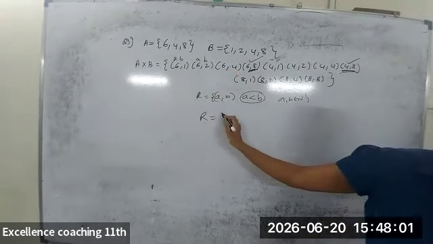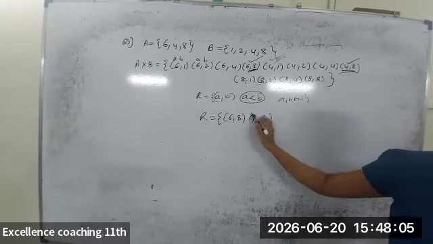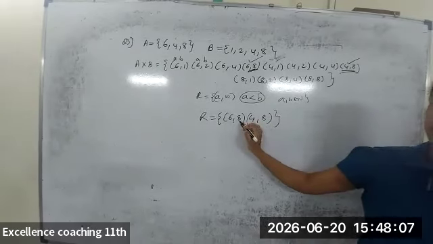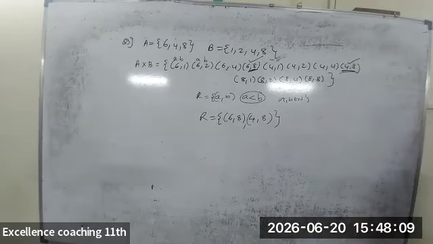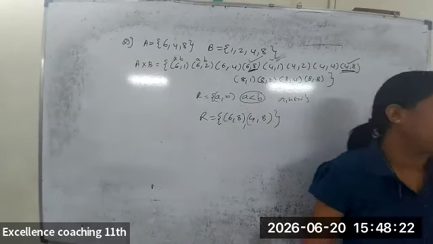So your answer will be 6 and 8, 4 and 8. Only those elements where this number is smaller than this. If you see the rest, a is bigger than b. Pick only those elements. So that is how you have to find a relation. Like this, they can give you any condition and then you have to look and pick up those pairs.